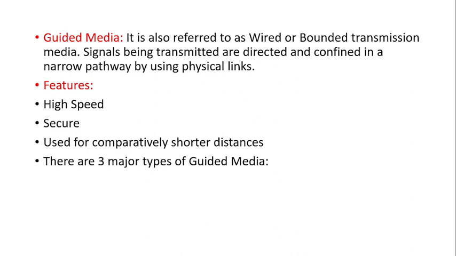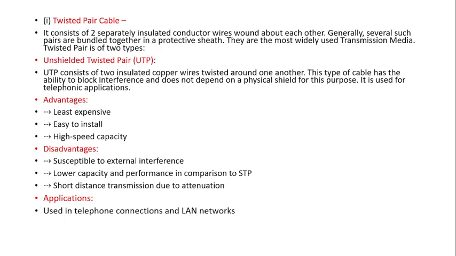There are three different types of gated media. One is shielded and unshielded twisted pair cables, the next one is coaxial cable, and the third one is fiber optic. The first one is the twisted pair cable. So what is a twisted pair cable? Two separately insulated conducting wires wound about each other is known as a twisted pair cable.